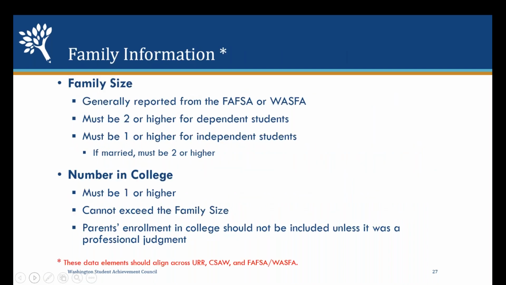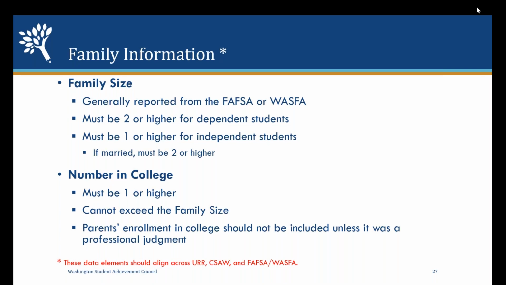We want you to report family size, and this is an asterisk item. Keep in mind that these data elements for family size and number in college need to align across the unit record, the CSAW, and the FAFSA and WASFA. So they need to match. Family size is whatever was reported from the FAFSA or the WASFA. If they're dependent students, it needs to be 2 or higher, because if they're dependent, there's got to be at least one parent. If they are independent students, it must be 1 or higher. If they're married and show as married, it needs to be 2 or higher.